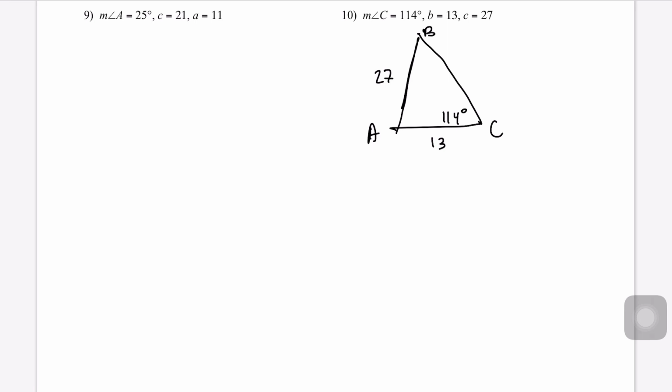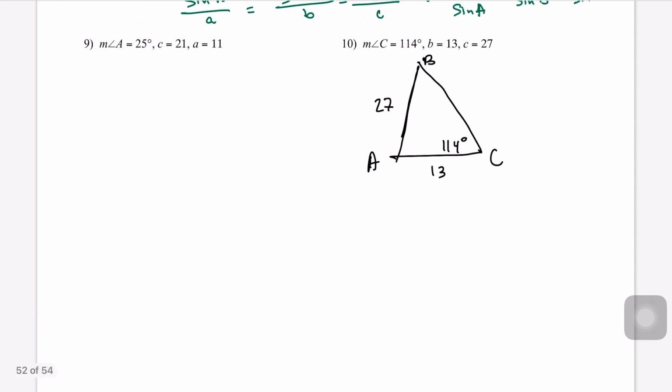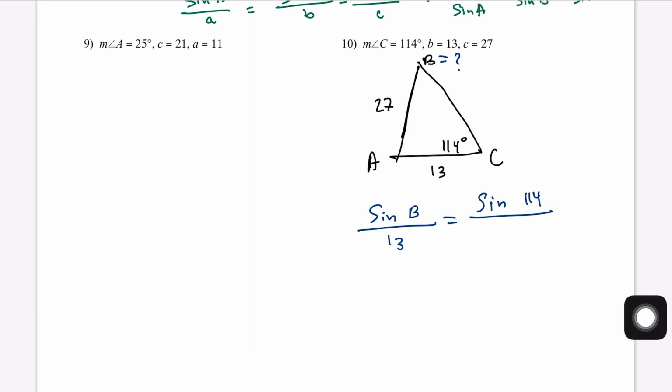I would recommend you pausing the video and trying it for yourself. But let's go ahead and have the same sort of process that we did earlier. So we're going to have to look for not A, right? Because there's no information for A. So we're going to start by finding angle B. So sine B over little b is equal to sine C over little c.